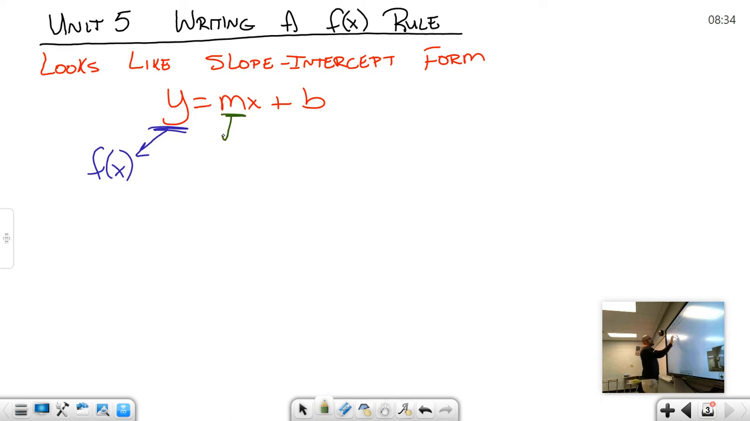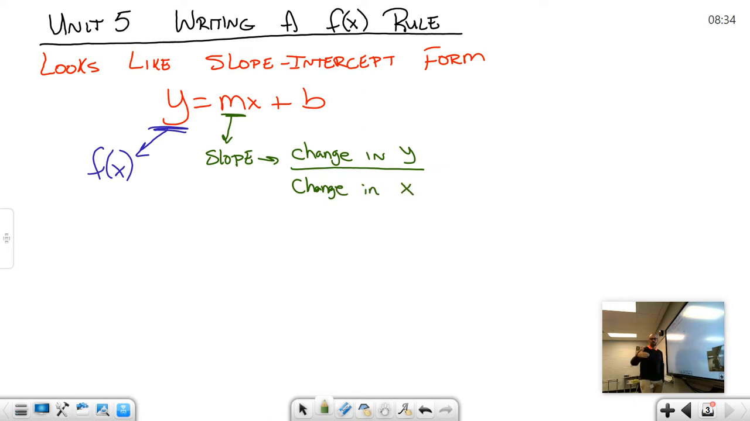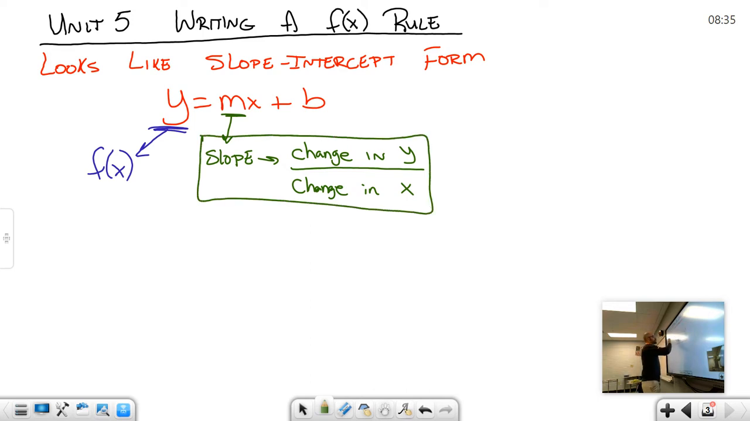This number in front of x, we call that slope. And slope is the change in y over the change in x. So when I give you an xy chart and I tell you to write a function rule, change in something means we're going to subtract it. We're going to find out how this changes. So that's why this portion is important. I know this looks complicated, but once we do some examples, I promise you it'll make a lot more sense to you.